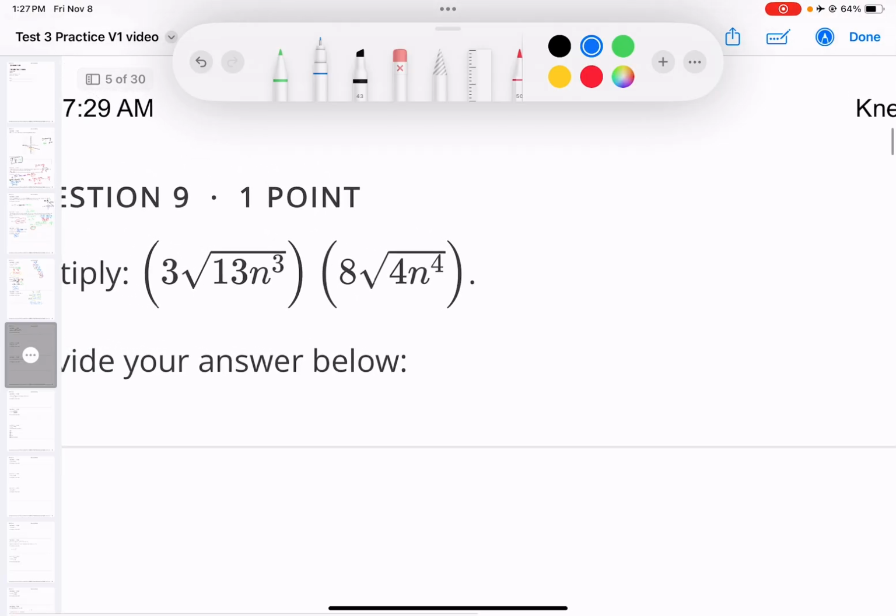Okay. These ones I'm simplifying. So I'm timesing my coefficients, so that gives me 24. And then I can combine everything underneath the radical. So 13 and 4. Well, let's just keep it as 13 times 4 because we're going to have to undo it anyway. And then I've got n to the third and n to the fourth, so that gives me n to the seventh.